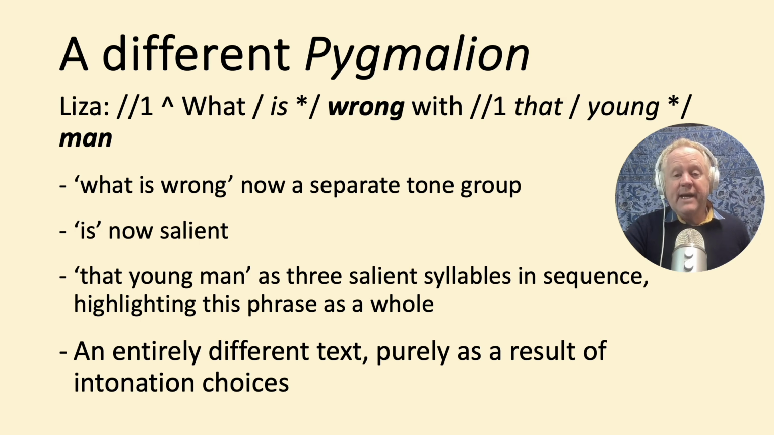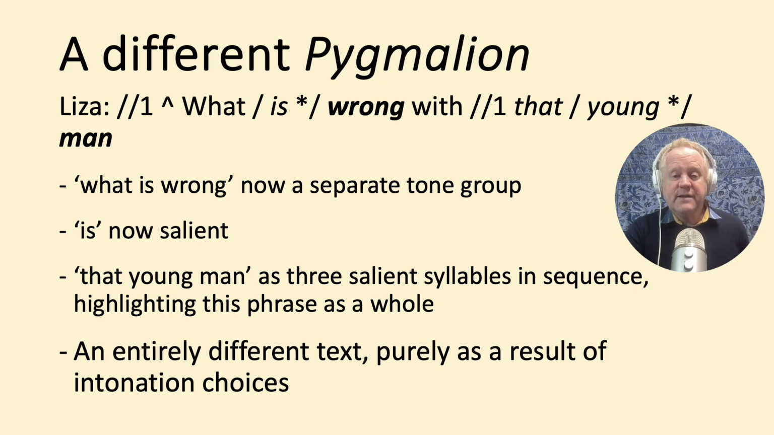And that young man, also now a separate tone group on its own, has three salient syllables in sequence. This is not really about assigning textual emphasis to each lexical item, but about emphasising the utterance as a whole, and indeed the whole turn, what I call a textual prosody. These textual ripples of salience here add to the waves of tonicity in this move, all of which add up to emphasis on the turn as a whole.